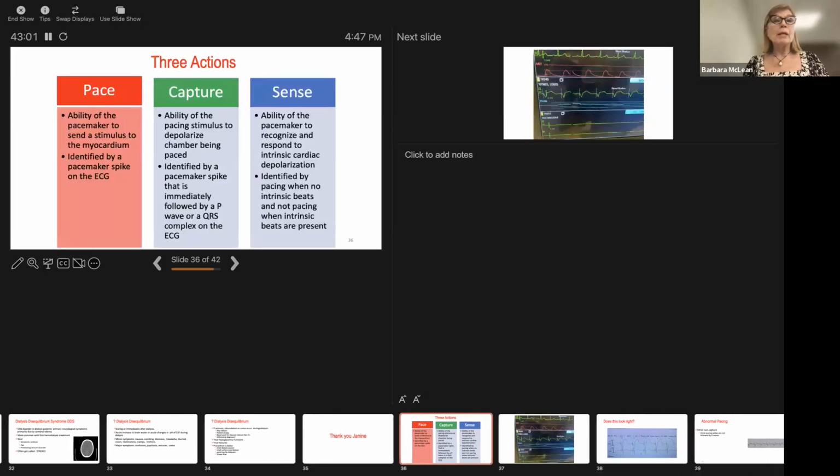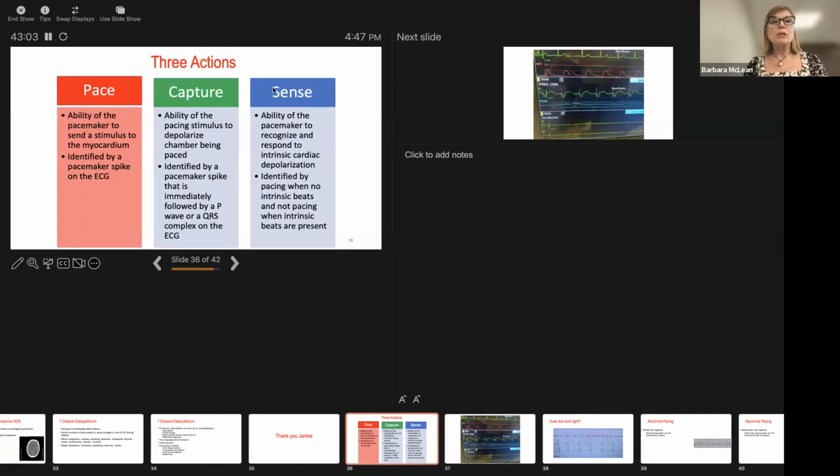So I just want to remind you about those 3 actions: pace, capture, and sense, okay? Pace means that we're going to send a stimulus. Capture means that the chamber is going to respond. And sensing means that the pacemaker generator sees that the patient depolarized on his own and inhibits firing.